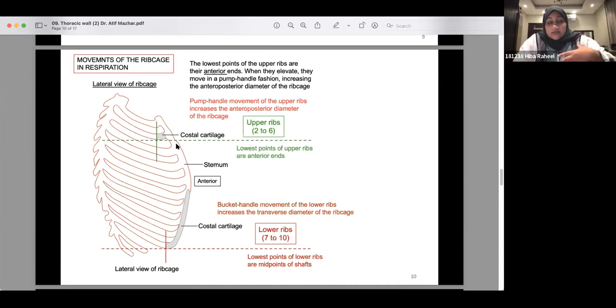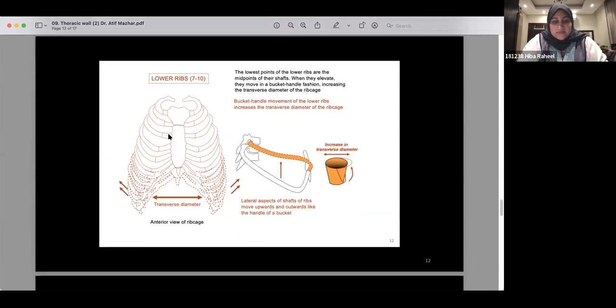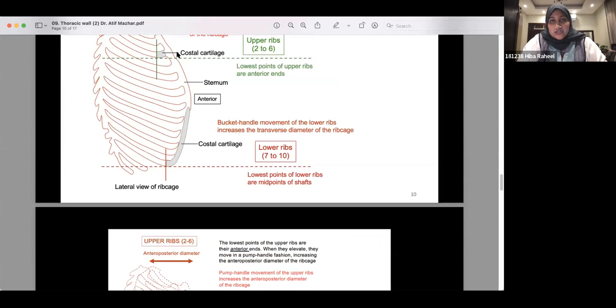Why is it this way? It's because when we inhale, when we take a deep breath in and the lungs inflate, the rib cage has room to expand. Otherwise, the ribs would just break. So that's the reason why the upper ribs have a pump handle movement, and they increase the anterior-posterior diameter, which means that this diameter is increased. There was a really nice picture here. So this diameter from here to here is increased.